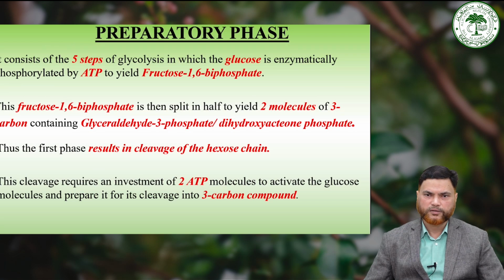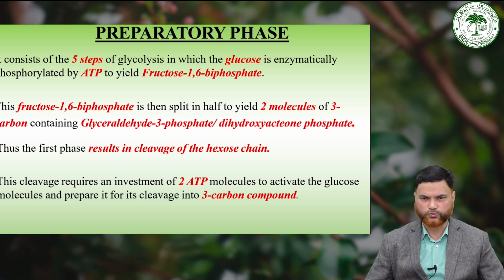what is the preparatory phase? Basically, the process of glycolysis involves a series of 5 steps where glucose undergoes enzymatic phosphorylation using ATP, resulting in the formation of fructose 1,6 bisphosphate. Subsequently, this fructose bisphosphate is broken down into 3 carbon compounds, namely glyceraldehyde 3-phosphate and dihydroxyacetone phosphate. This initial phase of glycolysis leads to the cleavage of the hexose chain.